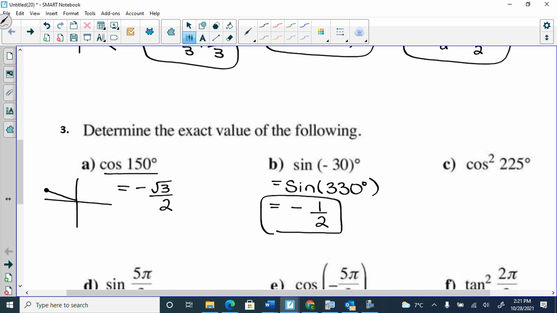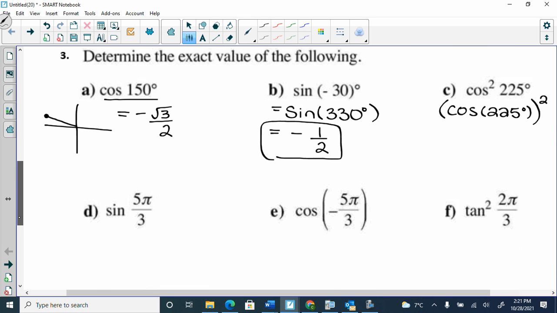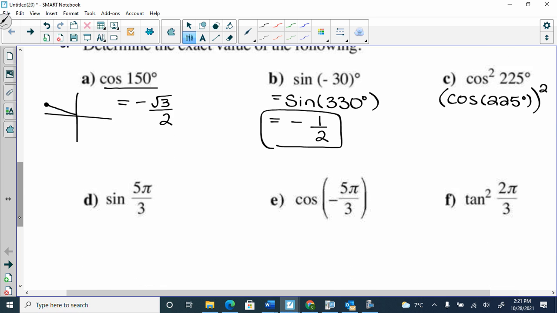Cos squared 225 is the same as saying cos 225 squared. The reason why I ask is sometimes they give them, but also because the squared comes up in calculus. So it's just a pre-thing. Okay, cos 225. At 225, cos is what?